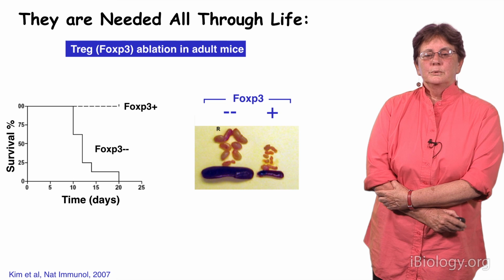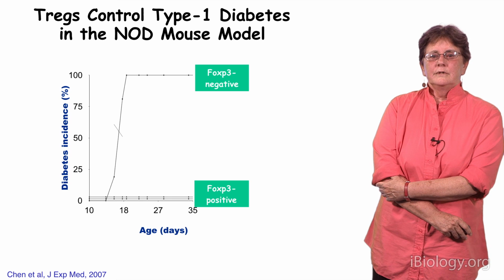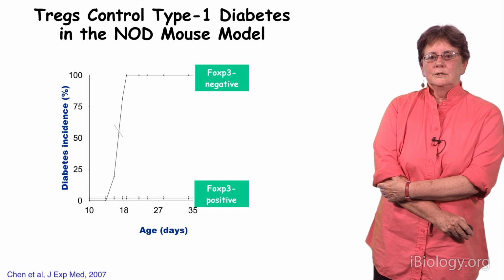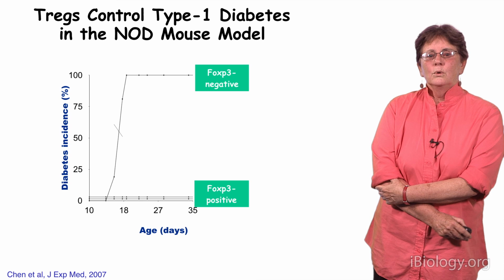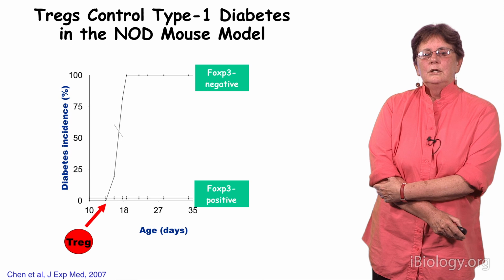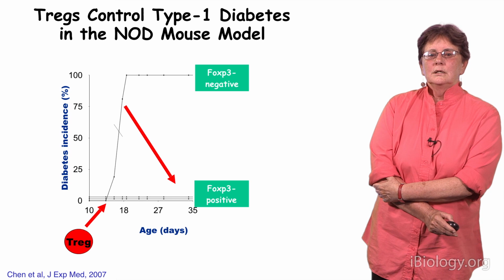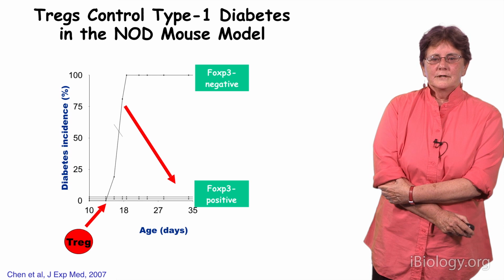More specifically, Tregs will control particular types of autoimmunity. One nice example is the development of type 1 diabetes in a mouse model called the NOD mouse. When Tregs are there, these FOXP3 positive regulatory T cells, autoimmunity does not develop or develops very slowly. Whereas if you get rid of Tregs, it will develop much, much more quickly. You can add in Tregs, and what you find is that these animals that got diabetes really, really quickly would now develop it much, much later, off scale on the time frame that I'm showing you.